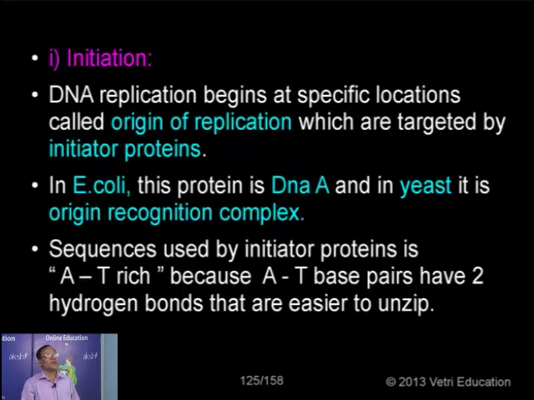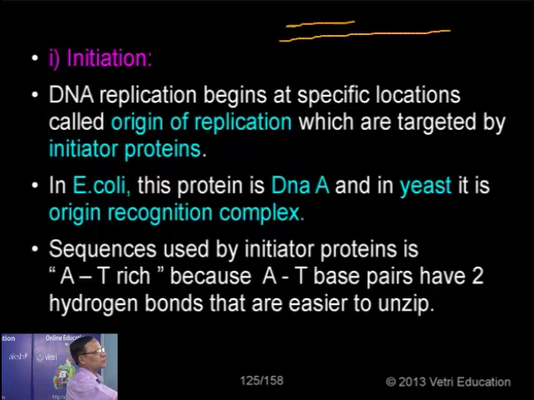For replication to take place, we need a starting point. Normally in the case of eukaryotic chromosomes, replication begins at several locations. Suppose this is a DNA. The replication normally occurs at several points or locations. And these points are called the origin of replication. The place where the replication process has to begin is called the origin of replication.